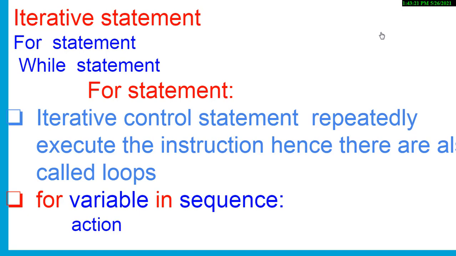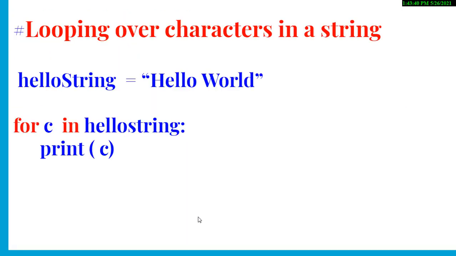The general syntax that can be written is: for variable in sequence colon action. The variable can be anything, and the sequence is the stepwise procedure that has to be taken in the action. For the case of for loops, as per your textbook, we should be studying three things.